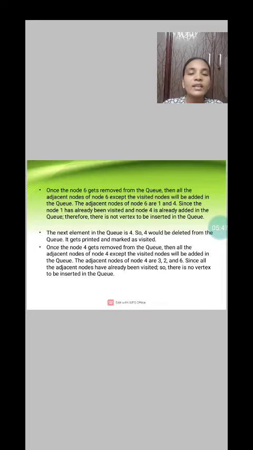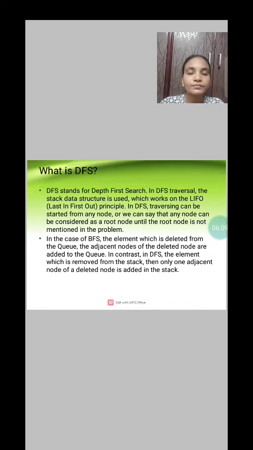The next element in the queue is 4. So 4 would be deleted from the queue. It gets printed. Once node 4 gets removed from the queue, then all the adjacent nodes of node 4 except the visited nodes will be added in the queue. The adjacent nodes of node 4 are 3, 2 and 6. Since all the adjacent nodes have already been visited, there is no vertex to be inserted in the queue.